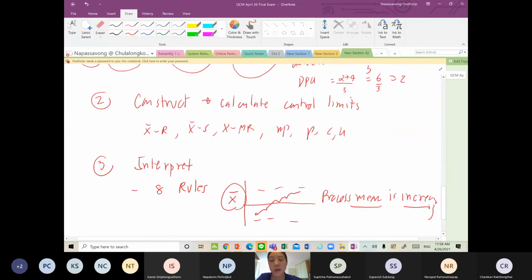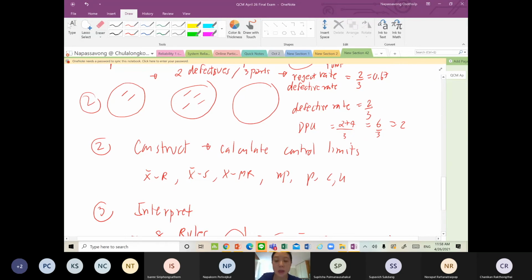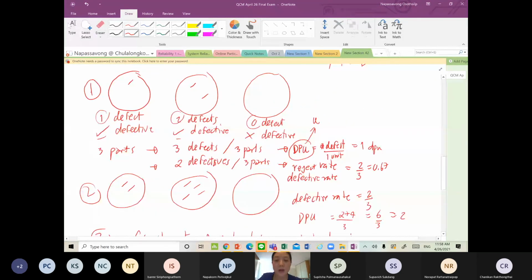And in this example, you see the reject rate or defective rate. You see DPU, right? DPU means defect rate. So you should be able to calculate defect rate also. And for defect rate, you have two measures. The first one is DPU. The second one is DPMO. So you have to review DPMO by yourself.